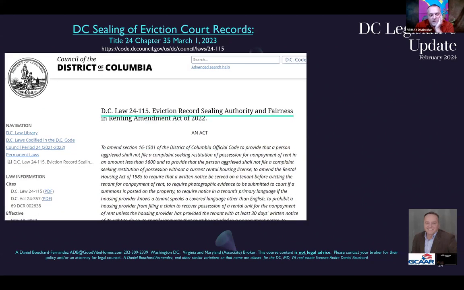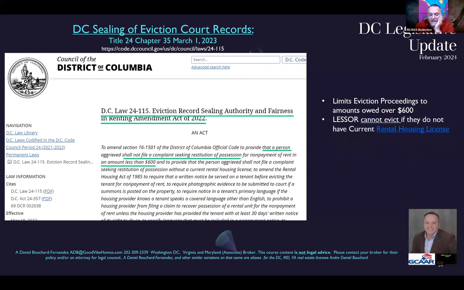Okay. So, eviction proceeding, sealing authority and the Fairness in Renting Amendment Act of 2022. Now pay attention to this because this is pretty significant. A person aggrieved shall not file a complaint seeking restitution or possession for non-payment of rent in the amount of less than $600. So that's easy. You can't evict somebody for an amount that's due for less than $600. Okay, that's easy, simple. I don't know of anybody who would want to do that anyways.